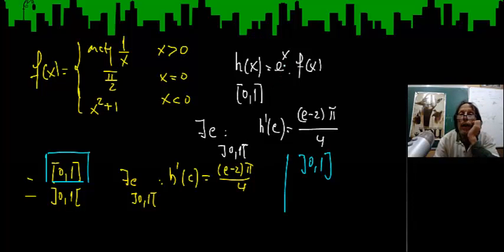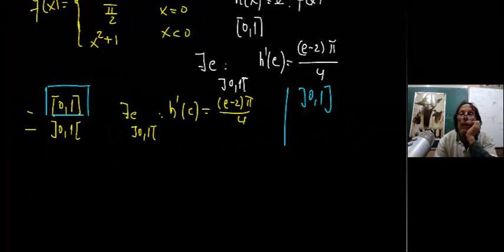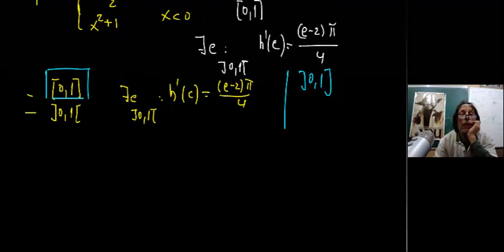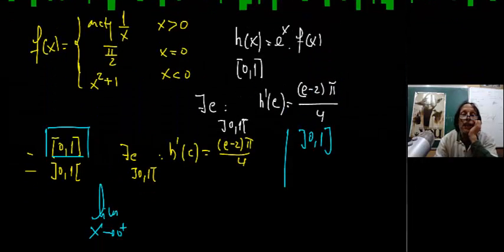So if it is off in this interval, the product of a to the x times f of x is a continuous function. But I must show that the function is continuous on the closed interval 0 to 1. So I must study the continuity of this function at the point 0 from the right. Okay, so let us take the limit when x approaches 0 from the right of f, in this case arctangent of 1 over x, and let us see if this limit is equal to pi over 2.